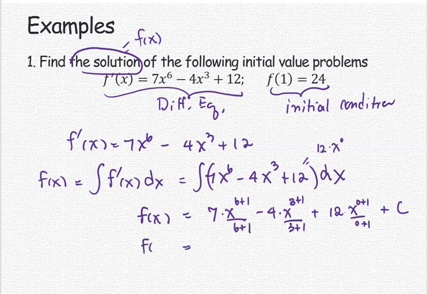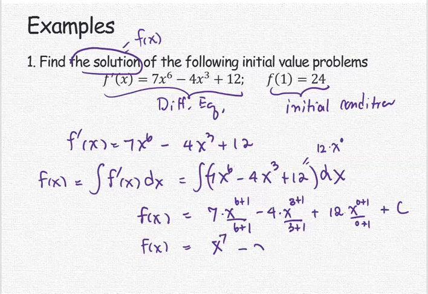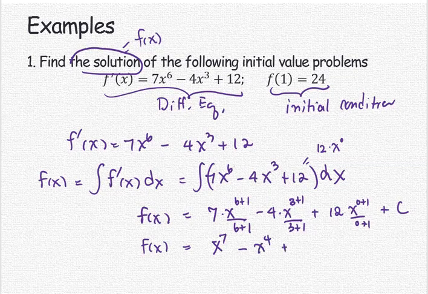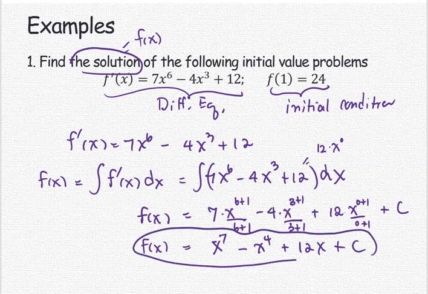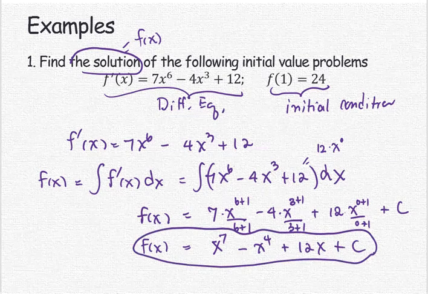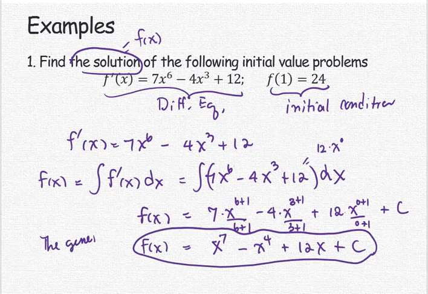Now we have f of x equals 7 divided by 7, which is 1, multiplied by x to the power 7, minus 4 divided by 4, which reduces to negative 1, times x to the 4th, plus 12 times x plus c. Since this is all the antiderivatives, we also call this the general solution, because it has the constant c added as the arbitrary constant.